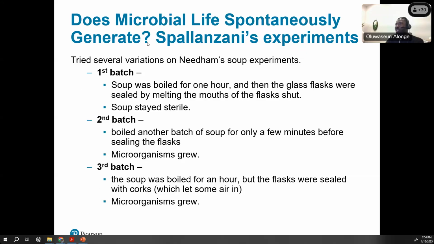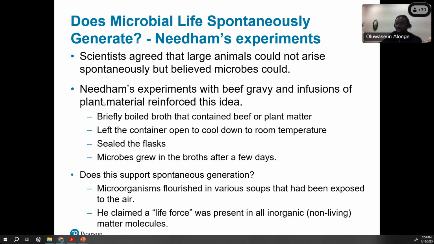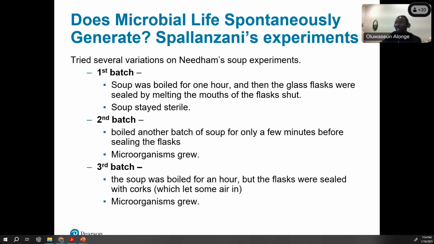So somebody else, Spallanzani, then went ahead and did another experiment. He did different variations of what this guy did. Needham only did one, right? So he did 3 batches. Now the first one, he boiled the soup for 1 hour, and then he covered it. Having boiled it for 1 hour and covered it, the soup stayed sterile. There was no microorganism that grew up there. Everything stayed intact and pure.